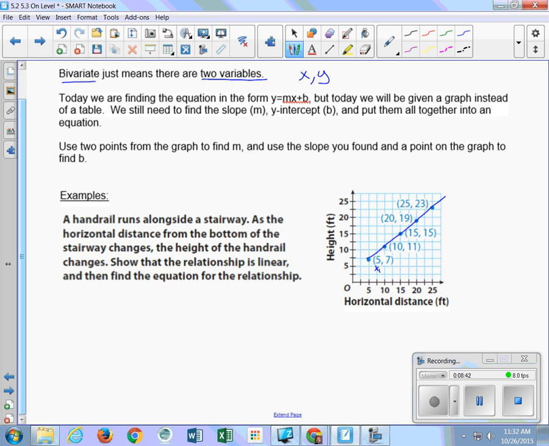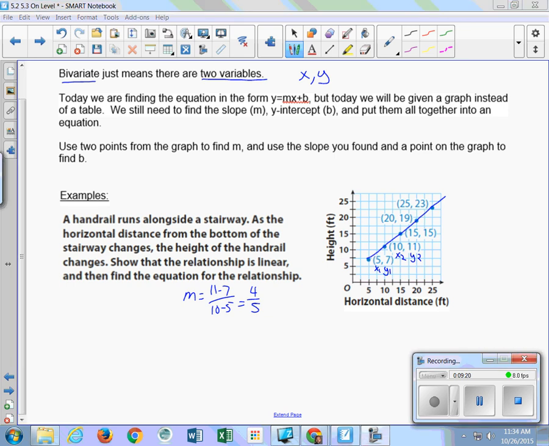This is going to be x1, y1, x2, y2. So let's go. Our slope equals 11 minus 7 over 10 minus 5. That is 4 over 5. Okay. Now we can use the slope and a point to find the y-intercept.